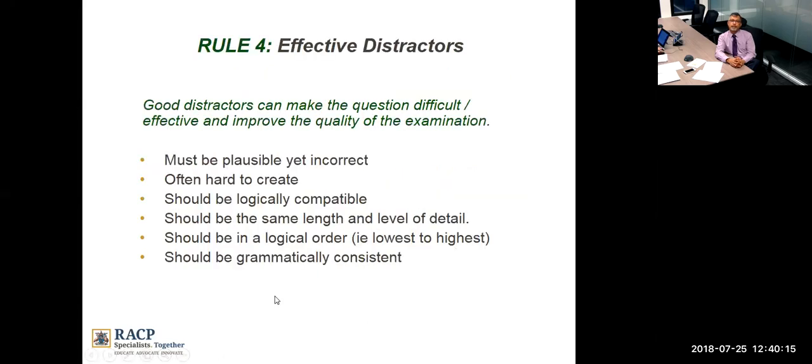Next. Now, on to effective distractors. Good distractors can make the question difficult and effective and improve the quality of the exam. Good distractors are often hard to create, and that's why the college is trying to move from having 5 options to 4 options. The options should be homogeneous. They should be logical, compatible, plausible, and grammatically consistent. And again, like I said before, potentially in a logical order.